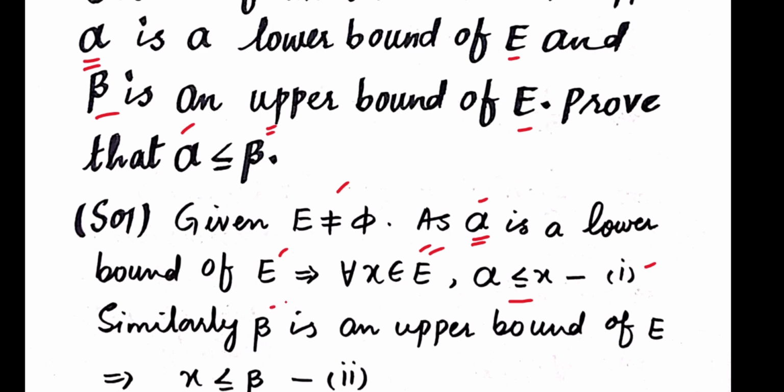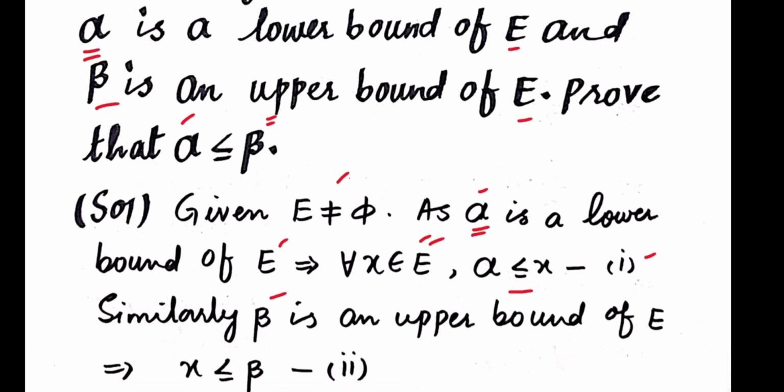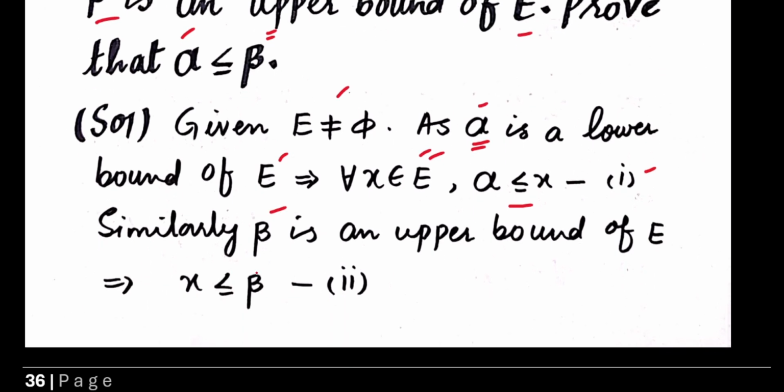Similarly, as beta is an upper bound of E, by the definition of upper bound, beta should be greater than or equal to every element of E.